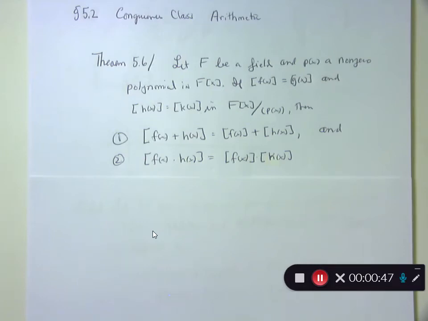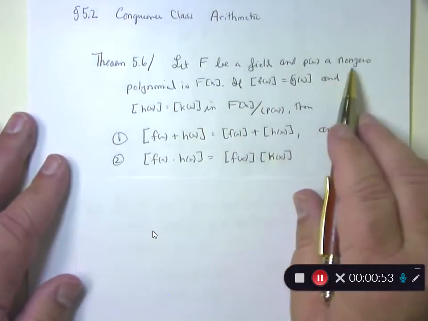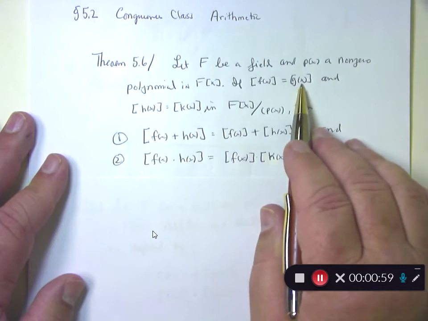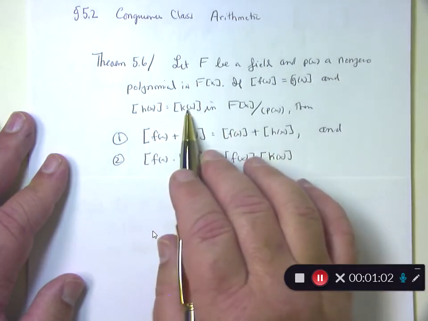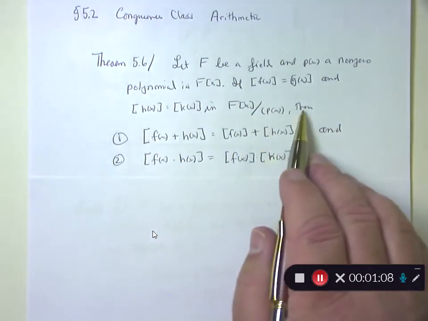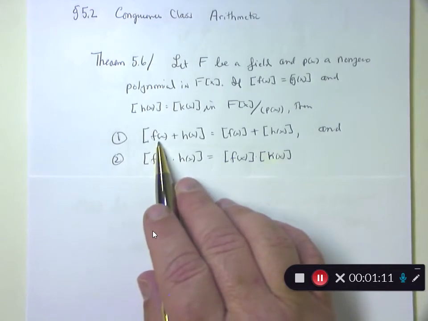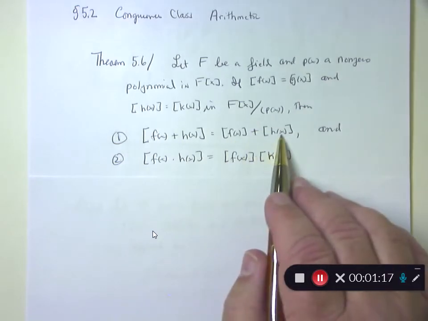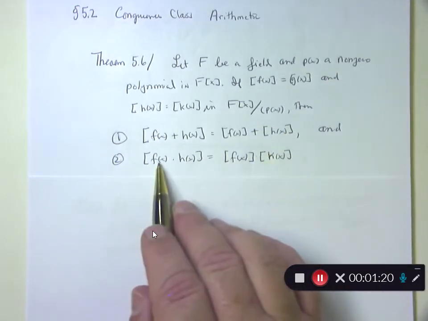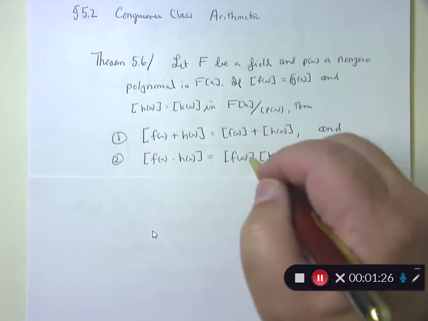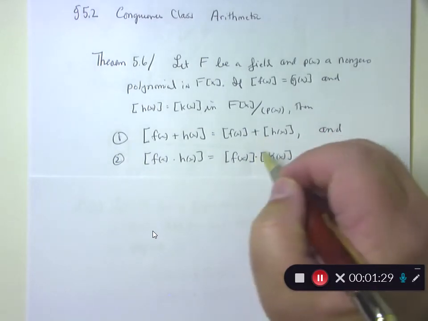Theorem 5.6 defines this addition and multiplication. It says, let F be a field, and p of x a non-zero polynomial in F adjoin x. If congruence class f is equal to congruence class g, and congruence class h is equal to congruence class k, in F adjoin x modded out by p of x, this congruence class world, then congruence class f of x plus h of x is actually equal to congruence class f of x plus congruence class h of x. And number 2, congruence class of f of x times h of x is actually equal to congruence class of f of x times congruence class of k of x.